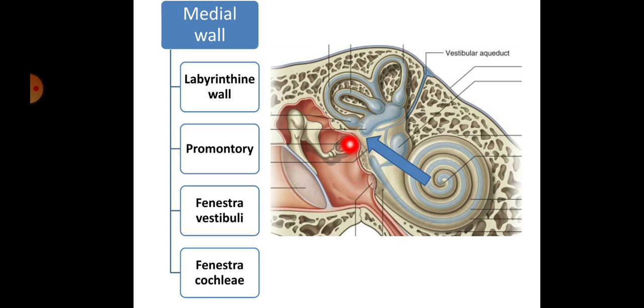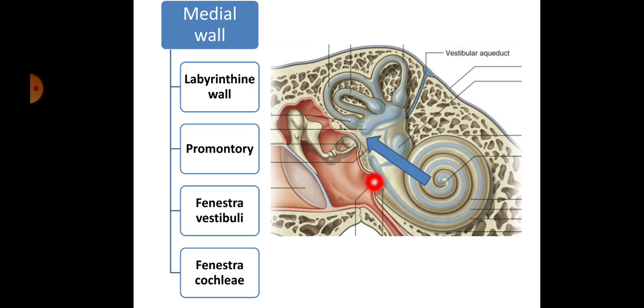Above this promontory, there is one oval opening present. Inside this oval opening, the footplate of the stapes is lodged, or fitted. So this oval opening is called the fenestra vestibuli. Fenestra means hole. Vestibuli means the vestibular part. So the fenestra is present in the vestibule, so it is called fenestra vestibuli. It is oval in shape, because of that reason it is also known as the oval window. And this plays an important role in the transmission of the waves from the tympanic membrane to the internal ear.